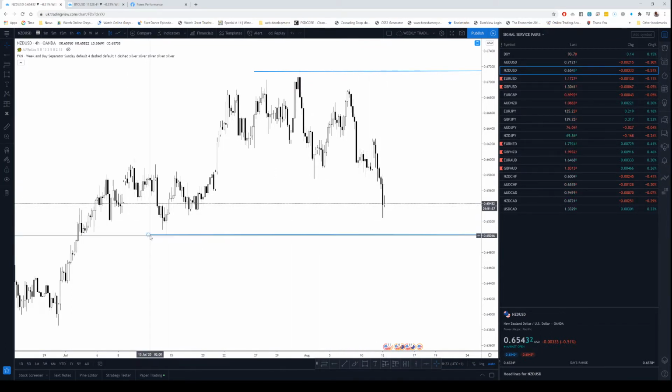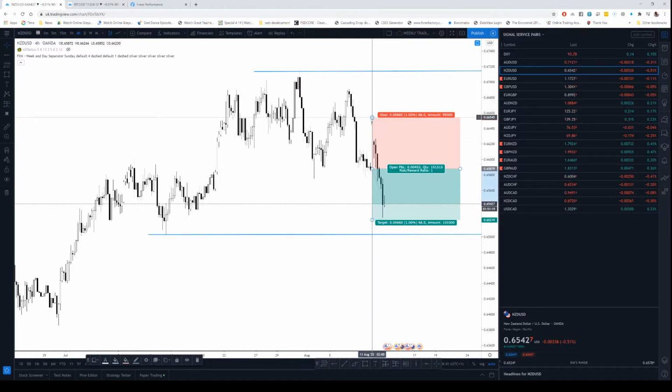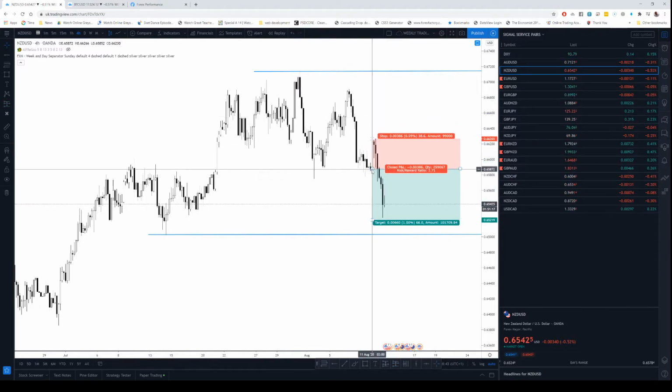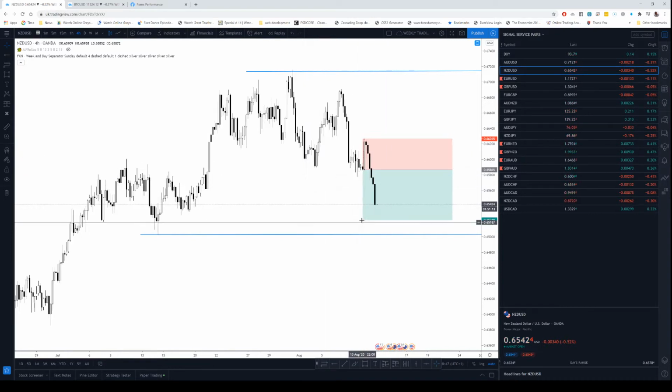We might see some form of a bounce because of this low here. Because of this low and that low, we might see some form of a bounce, and we did take out this low. So if we do bounce, look to sell again right here. If you do get a bounce, look to sell right there and then target this low.